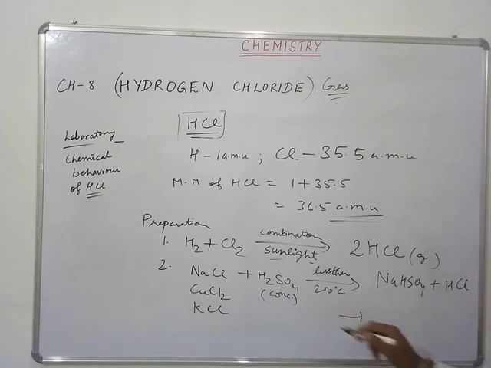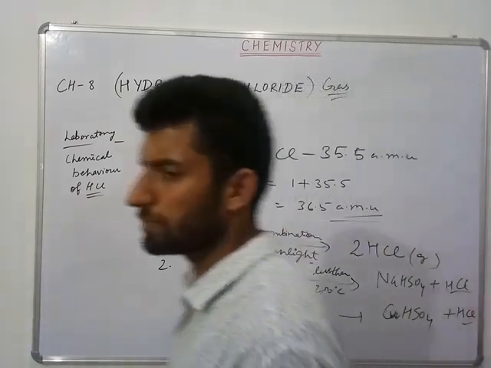Here in case of copper, what is formed? Copper bisulfate along with HCl. So these are some methods of how it is formed and how it is not formed, you have to keep in mind. Clear?